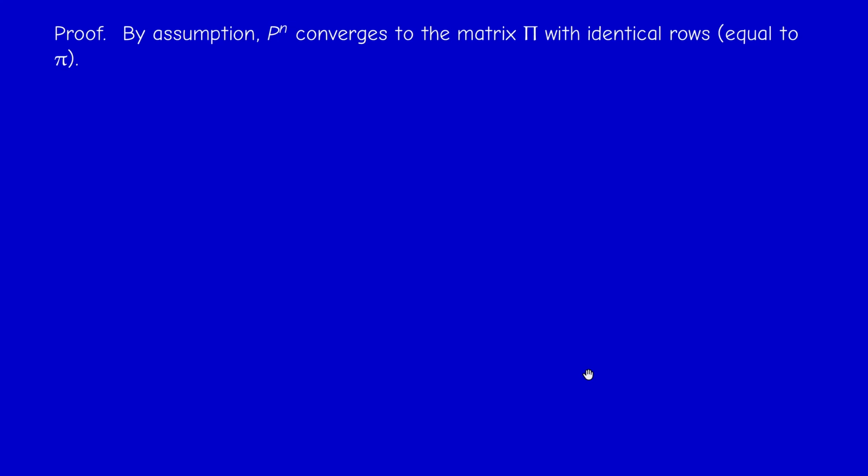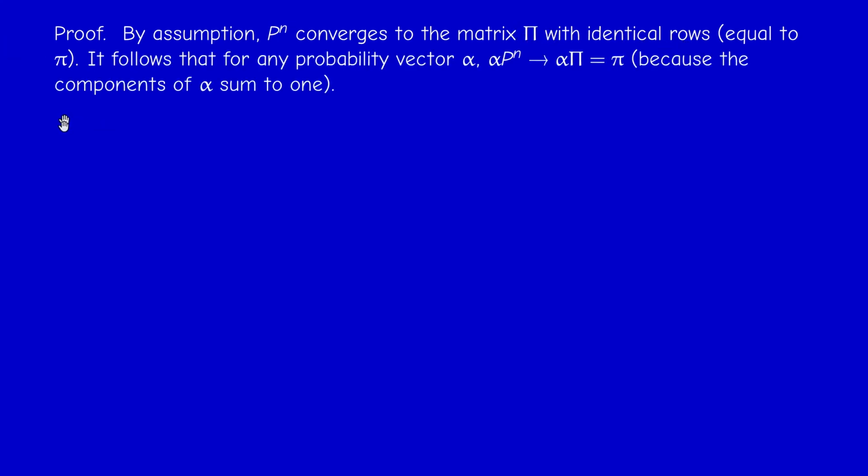Now, why is that? Because by assumption, P to the n converges to the limit matrix capital Pi with identical rows and positive entries. Therefore, when I multiply to the left by any probability vector alpha, alpha P to the n converges to alpha capital Pi. And you may check that for any alpha, alpha capital Pi is small pi. Check that if you like, because alpha is a probability vector. So check that when you multiply the limit matrix to the left by alpha, you get a constant vector. So it's independent of alpha.